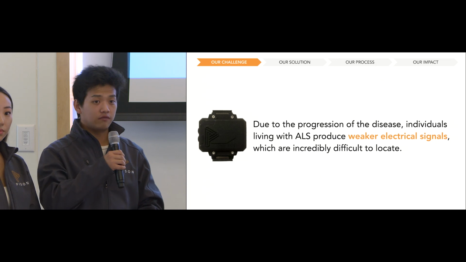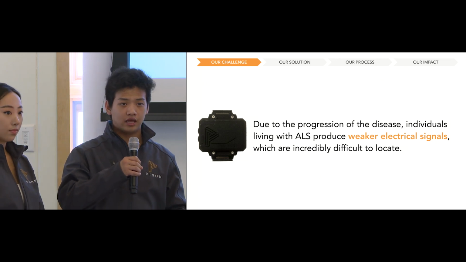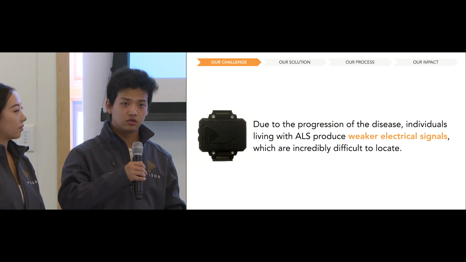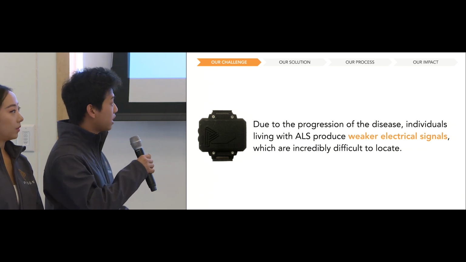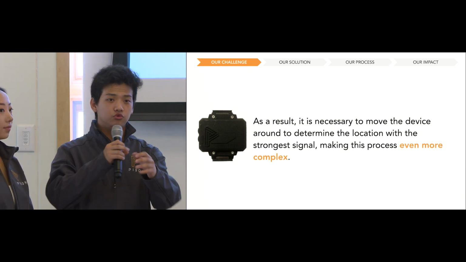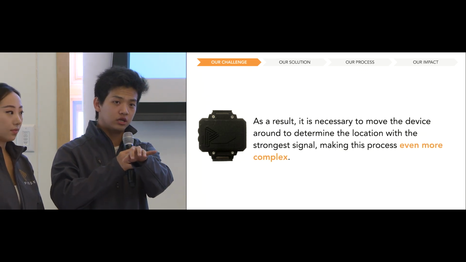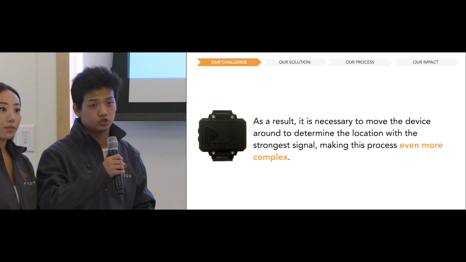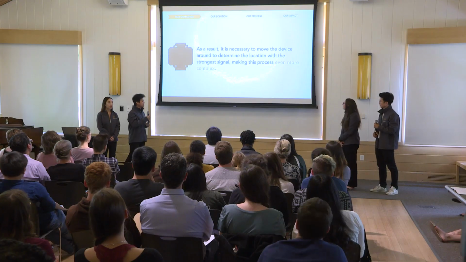But due to the progression of the ALS disease, individuals living with ALS have weaker of these electrical signals, which can be incredibly difficult to locate. As a result, it is necessary to move the Pison device from location to location in order to find one that is able to generate a strong enough signal.